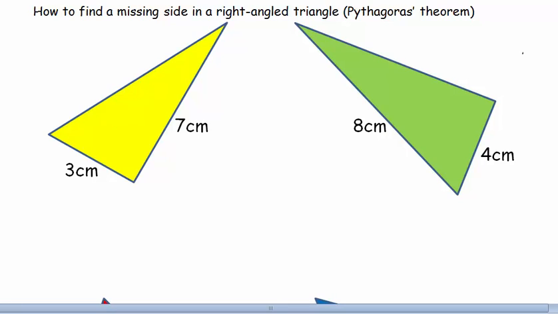How to find a missing side in a right-angled triangle using the Pythagoras theorem. A right-angled triangle has one right angle. It also has a very special side called the hypotenuse. The hypotenuse is the longest side in a right-angled triangle. It is also the side away from the right angle.